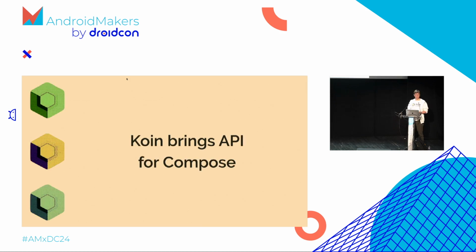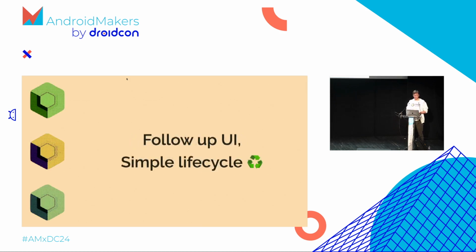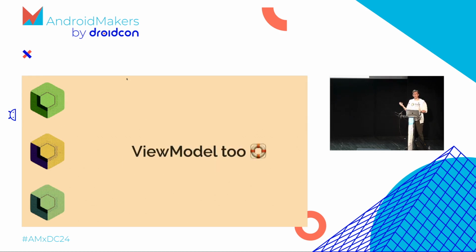The good thing is that Koin brings APIs for you, for Compose. And even with the fact that Compose brings a cache system for every widget, every composable, naturally your presenter and your holder will follow your lifecycle directly. And that's a good thing, because then perhaps you don't need really much to use ViewModel everywhere. But you can use ViewModel too.